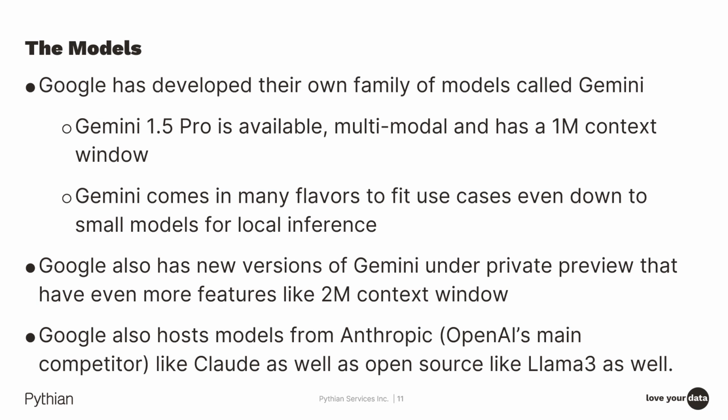Google also hosts models from Anthropic. Anthropic is another startup based in the San Francisco Bay Area, and it is OpenAI's main competitor. Their flagship model is called Claude, a very popular model, widely used and doing very well on the benchmarks. And Google also hosts open source models like Llama 3 as well, similarly to how Microsoft hosts open source models too.